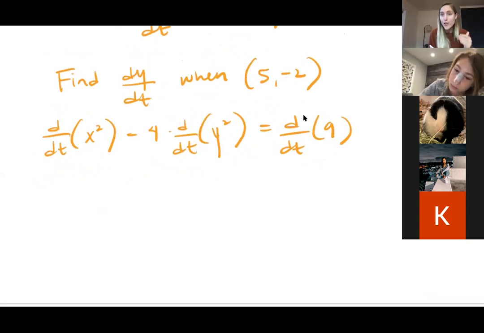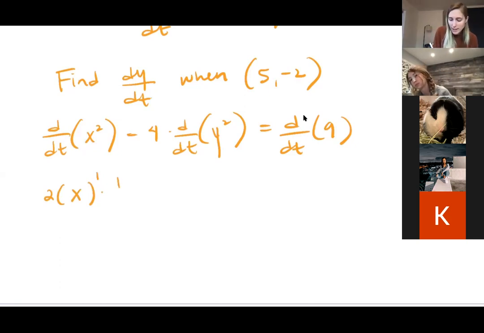So now thinking chain rule, we're going to differentiate. For this first term, I'm thinking of the square as being the outside function and the x as being the inside function. So I bring the 2 down, I subtract 1 from the exponent, I leave the inside alone, and then I multiply by the derivative of the inside with respect to t. The derivative of x with respect to t, I write as dx over dt.